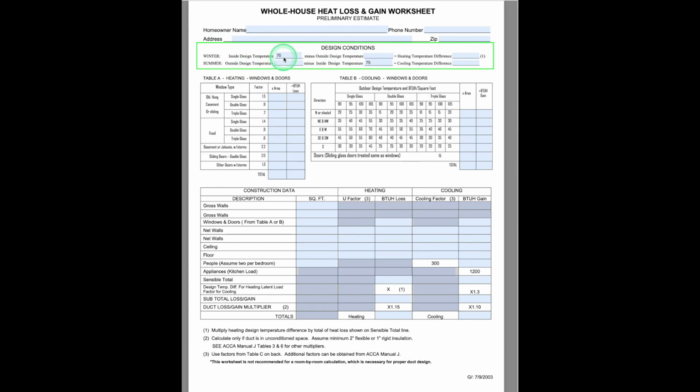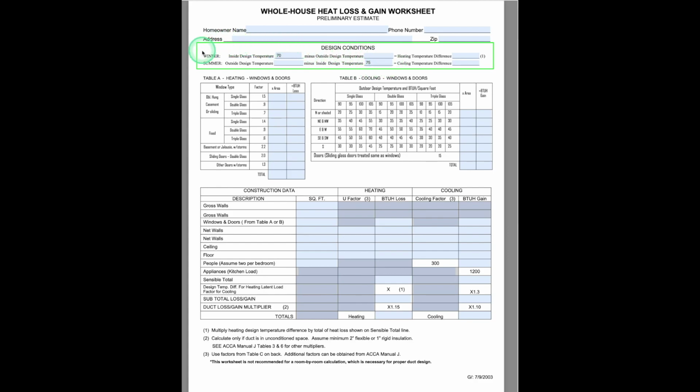ASHRAE and all these other companies and agencies and groups have done studies years and years ago and found that in the wintertime, the temperature that most people felt comfortable in is 70 degrees. So this number typically doesn't change. So you can put 70 degrees right here. In the summertime, the studies show that most of the time, people feel comfortable in around 75 degrees inside the building. So the inside design temperature typically is going to be 75 degrees. So you could put 75 degrees right here.